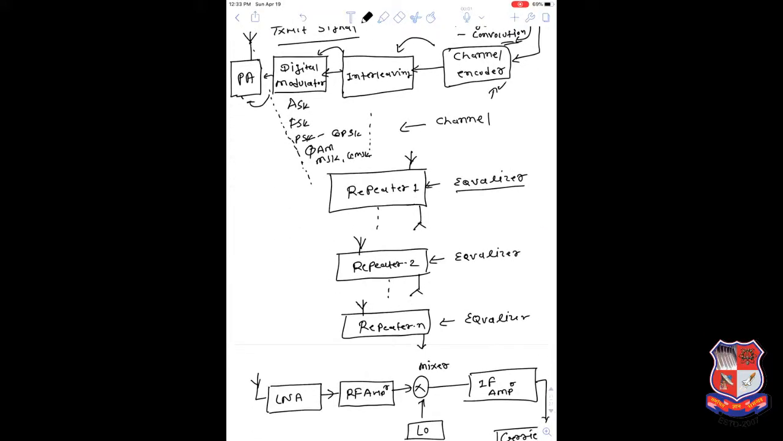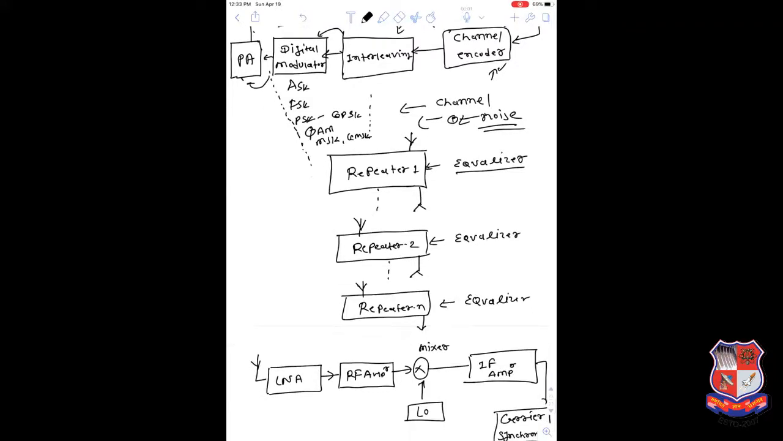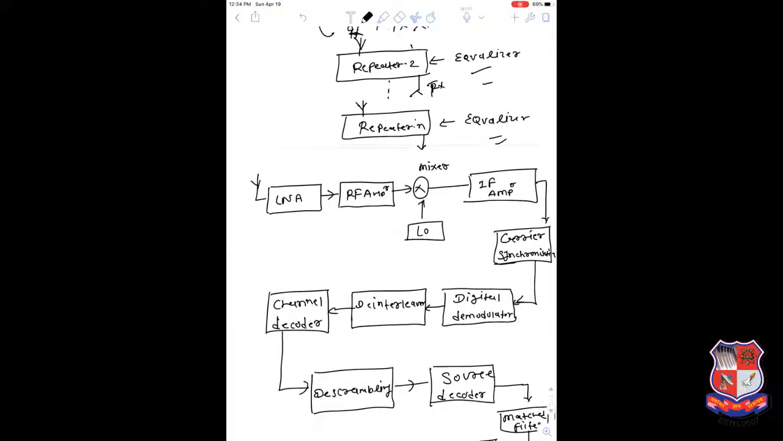Now between transmitter and receiver, there is a channel. The channel will add noise to the signal. To remove the noise, we go with a decision detector. In between, there are many repeaters: repeater 1, 2, 3 between transmitter and receiver. These repeaters are equipped with an equalizer, which has a receiver side and a transmitter side. On one side it receives the signal, and it transmits the signal at the other end.